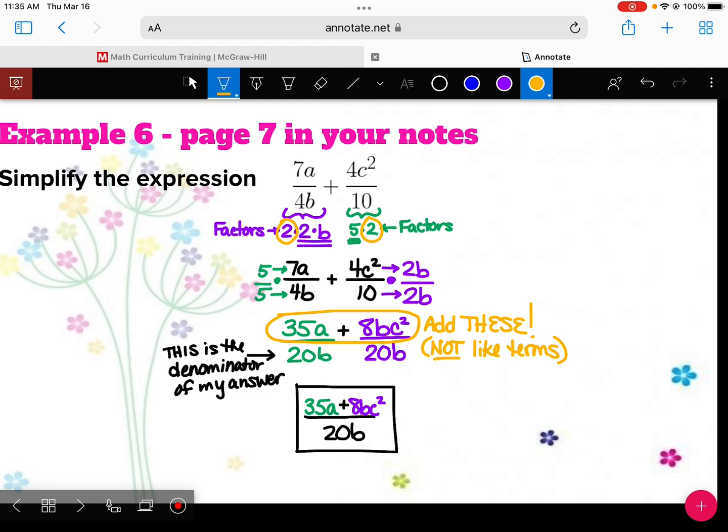Division also, because division is the inverse of multiplication, yes. All right. Do you guys have any other questions for me on this first one? Let's go look at the next example, example 7.